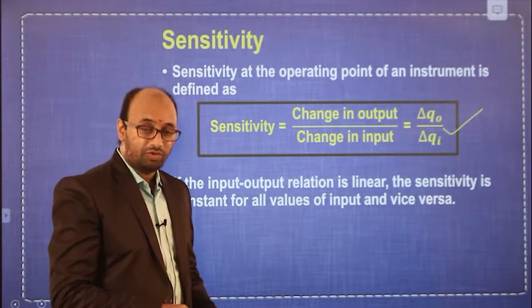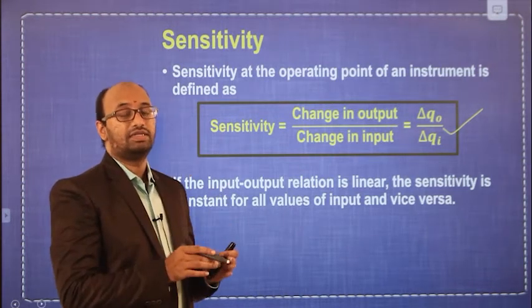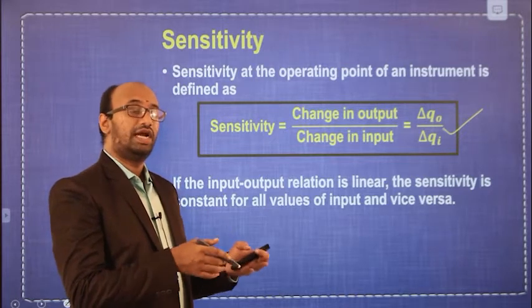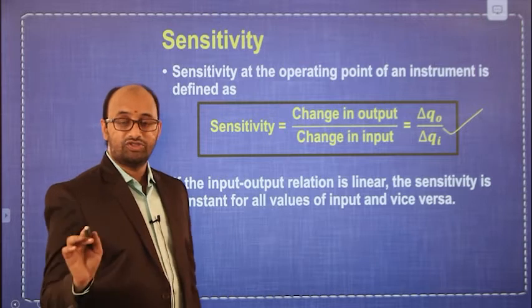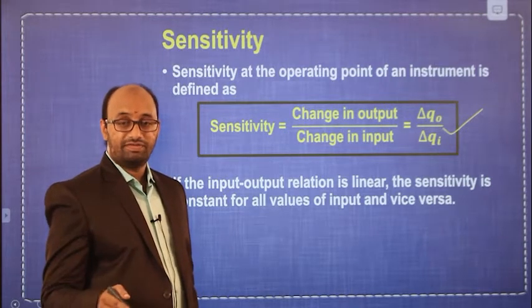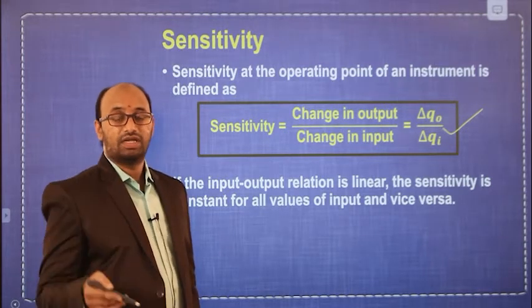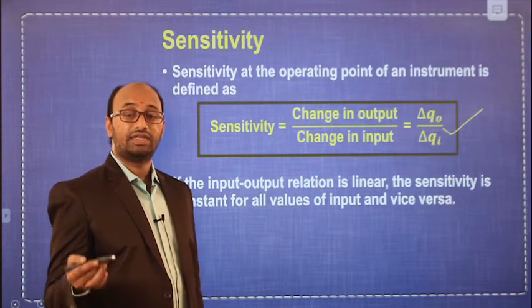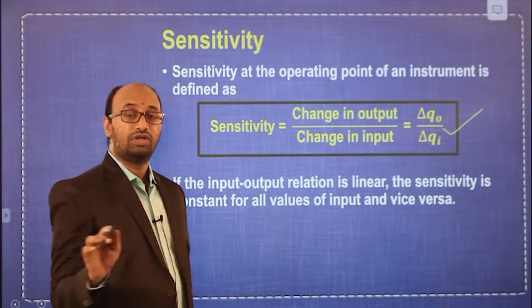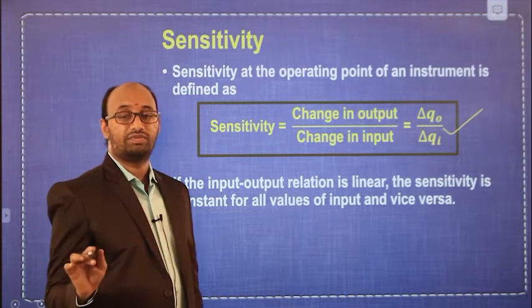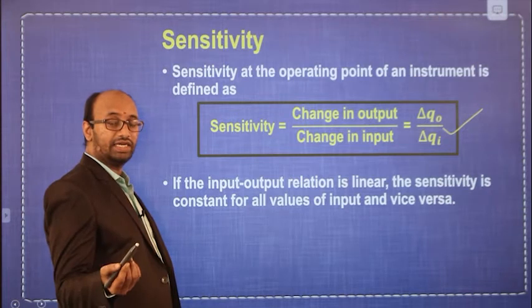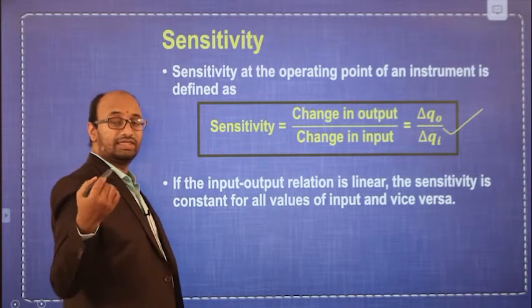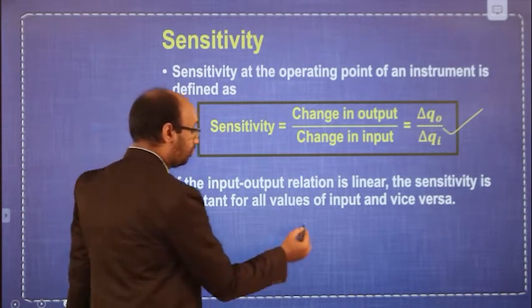At a particular input value, we'll have one sensitivity for that instrument, and at a different input value, we'll have a different sensitivity. So for a non-linear instrument, the sensitivity will be different at different operating inputs. For a linear instrument, the sensitivity will be the same throughout the measurement. As I said, the sensitivity can also be calculated from the characteristic. The sensitivity can be calculated from the slope of the characteristic.